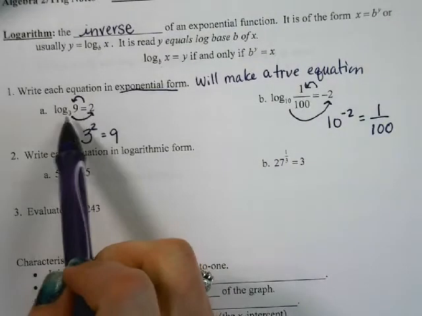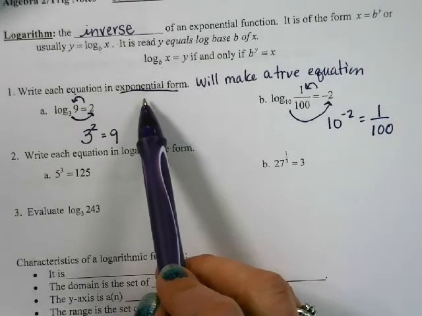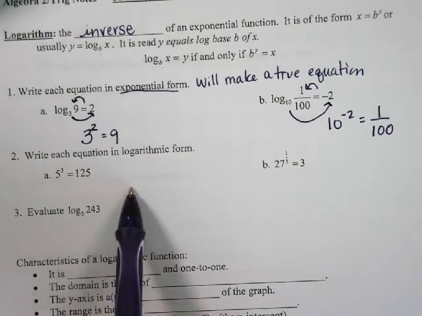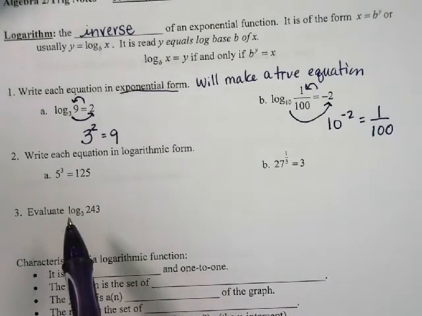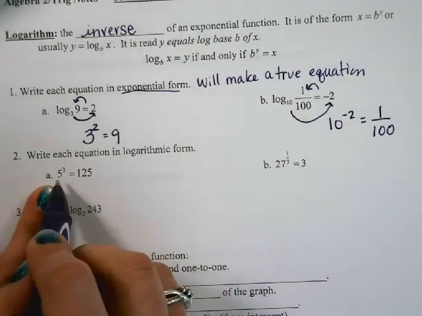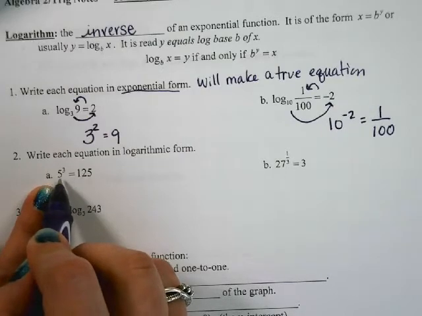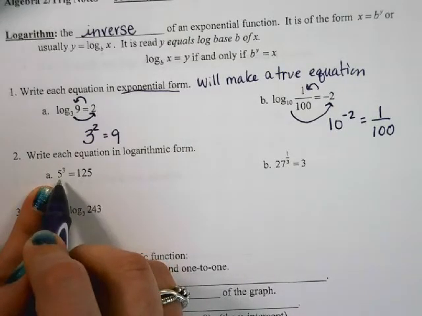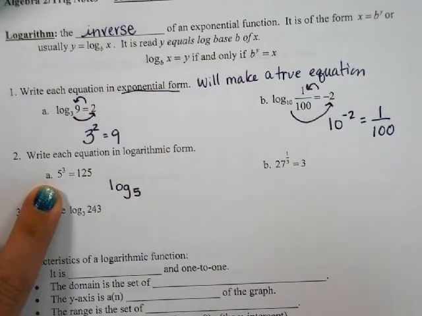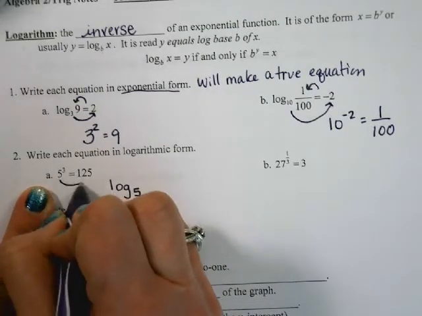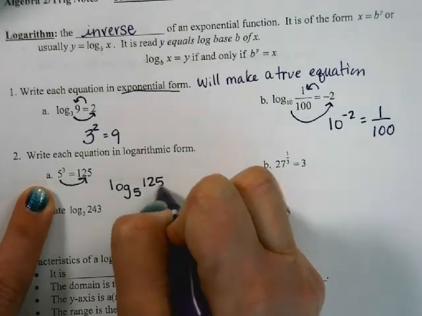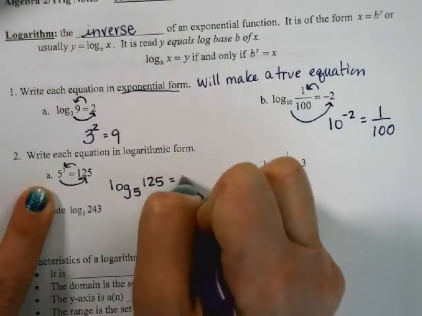Okay, so I started in logarithmic form. I went to exponential form. I can start in exponential form and move to logarithmic form. You have to write the word log. Okay, I'm still going to use that same circular motion. All right, so this guy is the base of my exponential, so that 5 is going to be the base of my logarithm. So log base 5 of x, so of 125, is equal to 3.